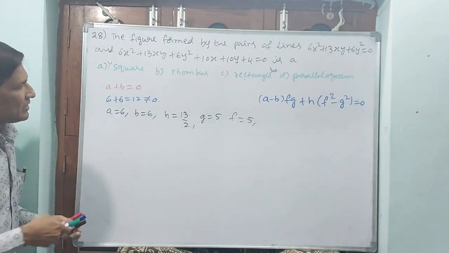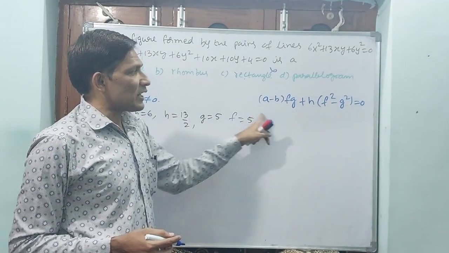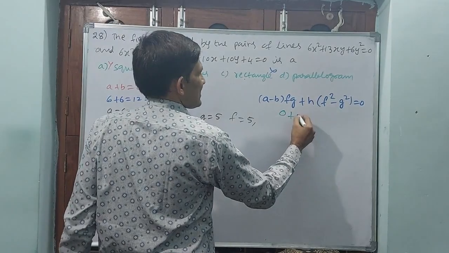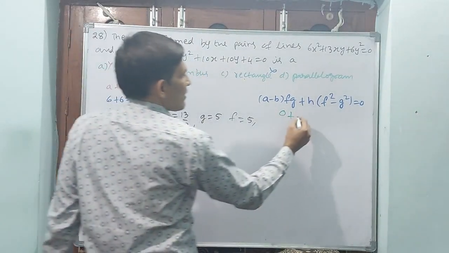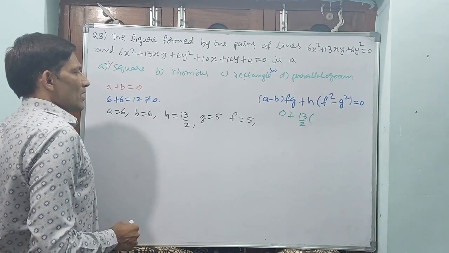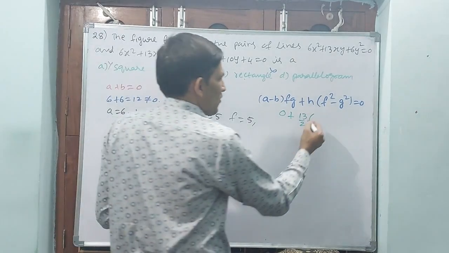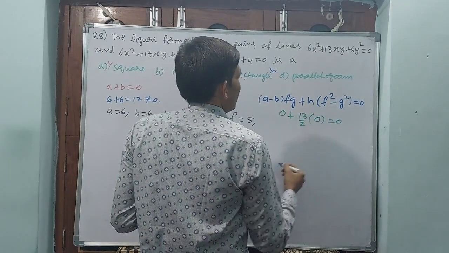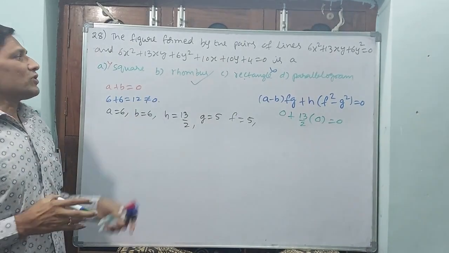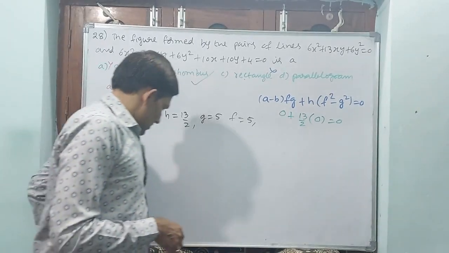Now substitute in this. A minus B means 6 minus 6, 0. This term you need not write. Then go for this term. 0 plus h, h will be 13 by 2, into f square minus g square. You see, both are 5 square, 25, so 0. That's all. That means this is rhombus. If this is equal to 0, then rhombus.